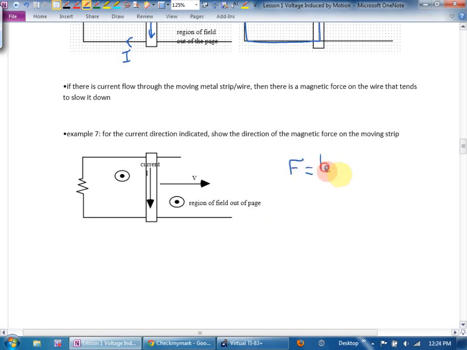What that means is, as you pulled, you would feel something resisting you. It wouldn't be there, but you would feel it resisting you. This is a magnetic braking system. And I got a great demo to show you.